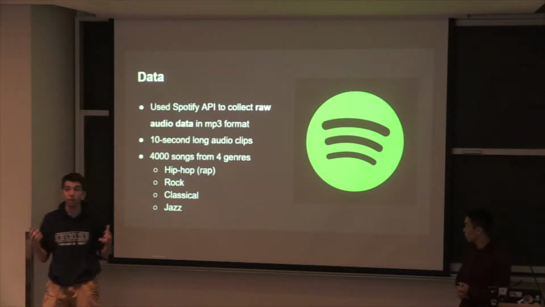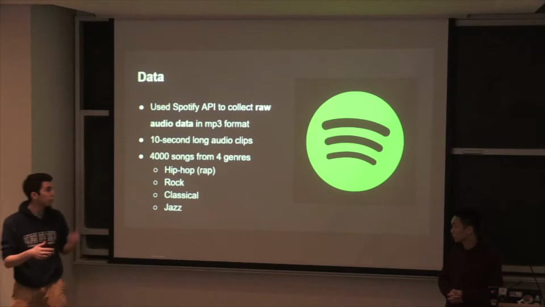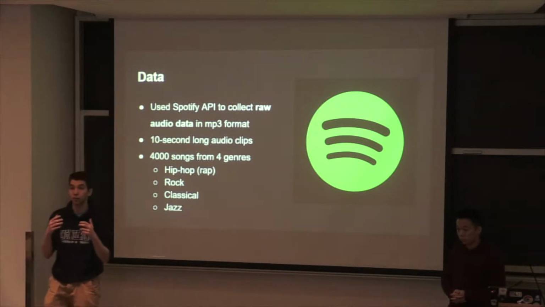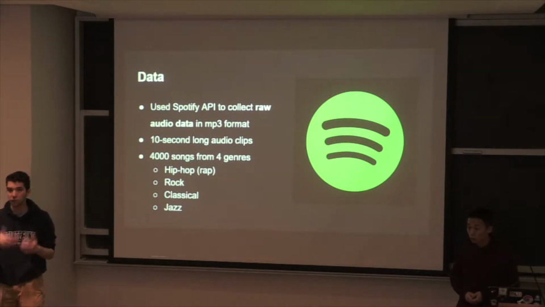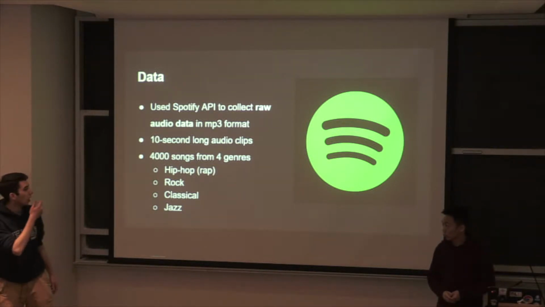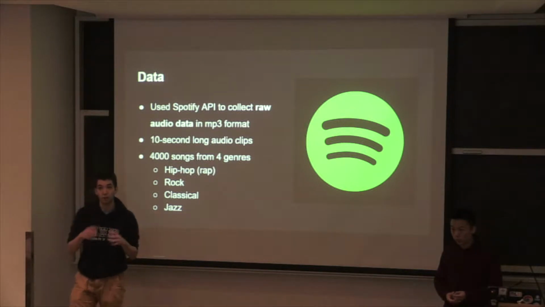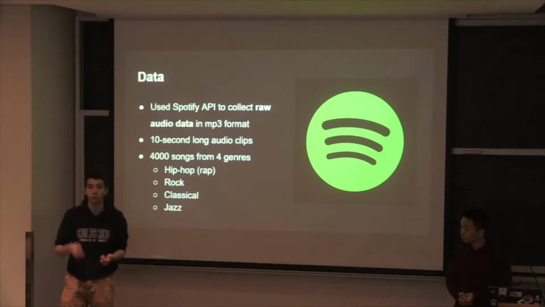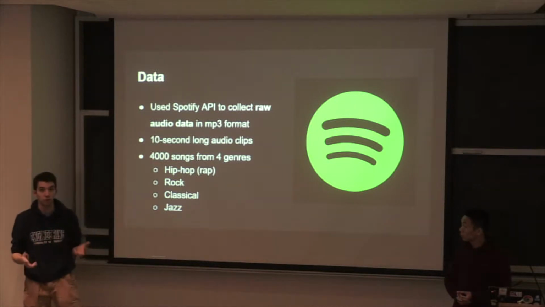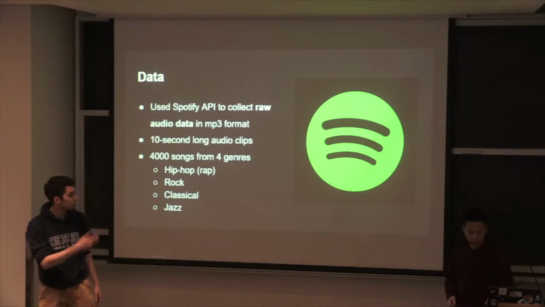So let's talk about where we got our raw training data from: Spotify. We built a web crawler to go through the API and download 30-second audio files. We then took those 30-second audio files and trimmed them down to 10 seconds for the sake of computational feasibility. We took 4,000 clips of songs in total, split into 1,000 jazz songs, 1,000 rock songs, 1,000 classical songs, and 1,000 rap songs. That equivalence was done so that our data set would be relatively well balanced.